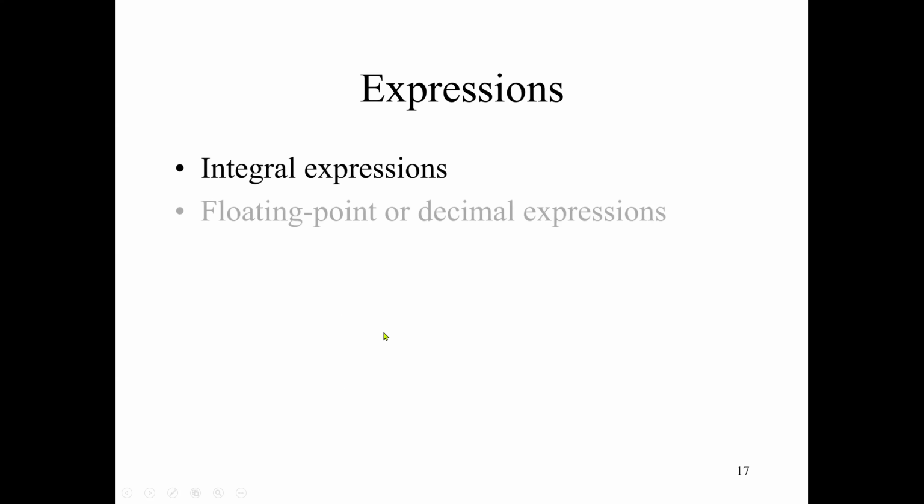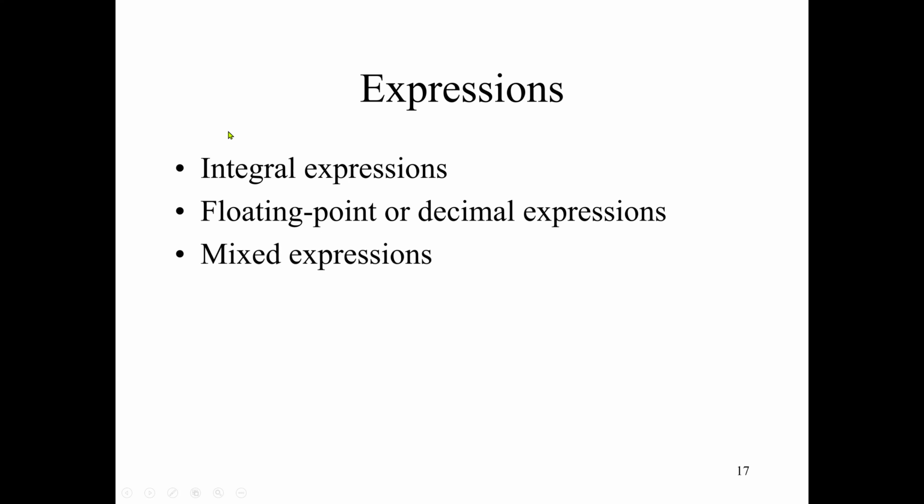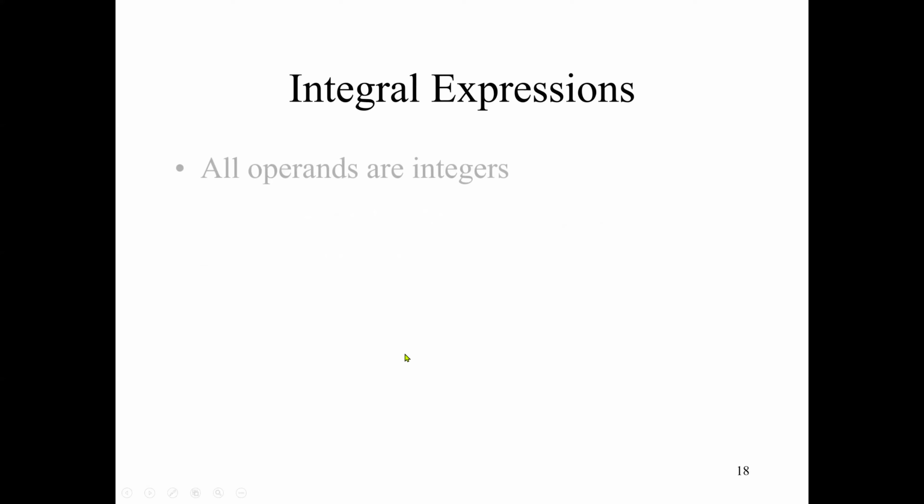So next, we talk about the expressions. We have the integral expressions. Integral expressions, we know the integral data type means a whole number. So that will be expression with whole numbers. Floating point will be decimal expressions. Sometimes we may have a mixed expressions, which means we have both a whole numbers and decimal numbers together. So let's see an example here.